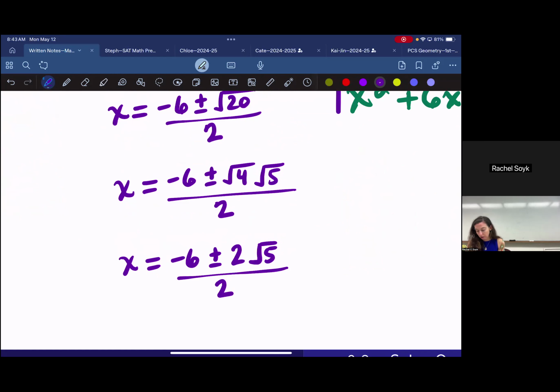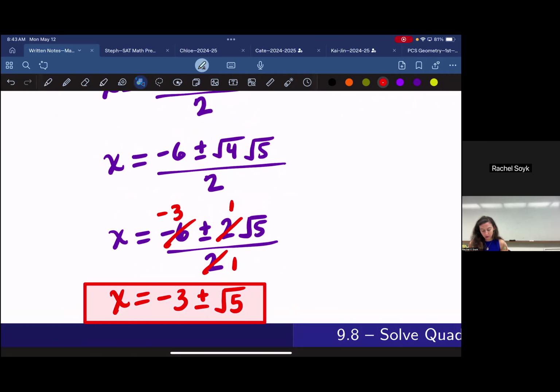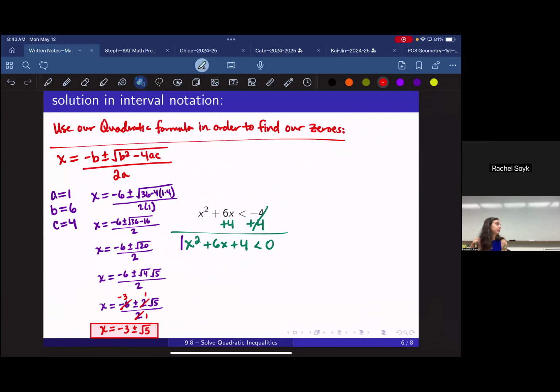And we can factor out a 2 from each term. 2 goes into negative 6, negative 3 times. 2 goes into 2 once, and 2 goes into 2 once. So we can rewrite this as x equals negative 3 plus or minus 1 square root of 5, which is the same as just square root of 5. So these are our two different roots. Now that we have that, we can go into, once again, our number line.